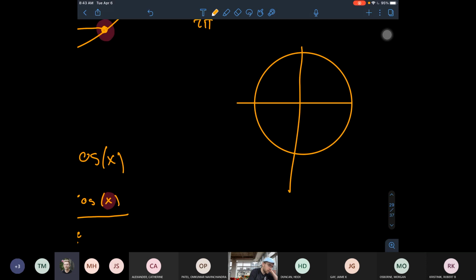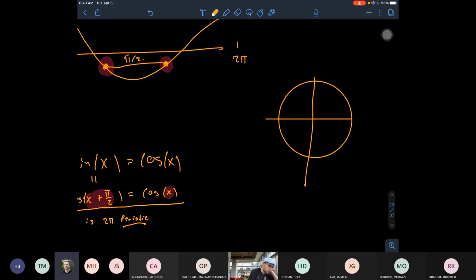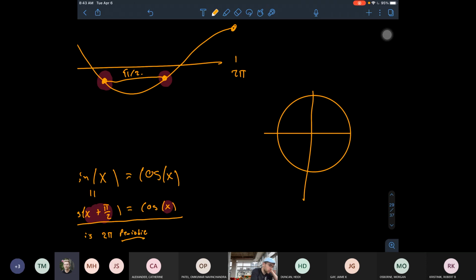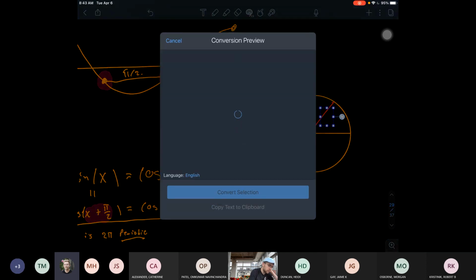And we're going to have to decide, well, if we have a difference in angles of pi over 2, and then we take this thing and rotate it around the unit circle, of course, okay.